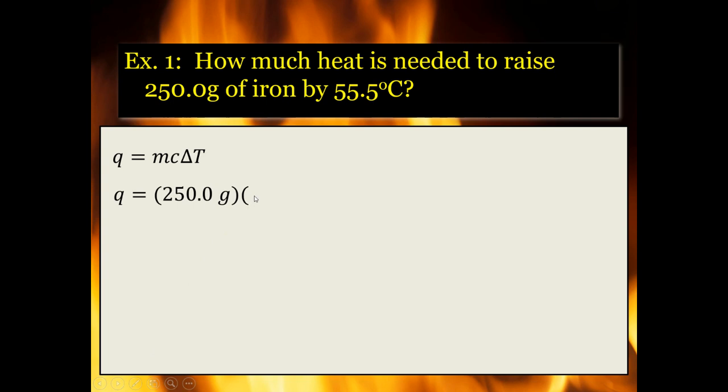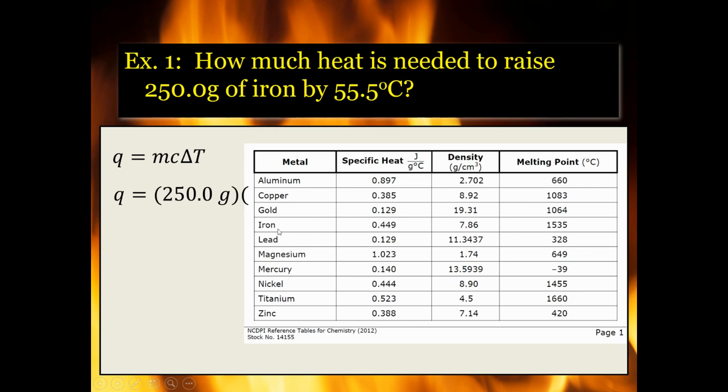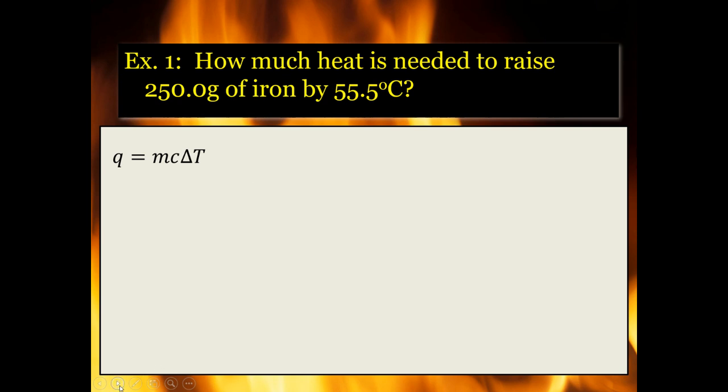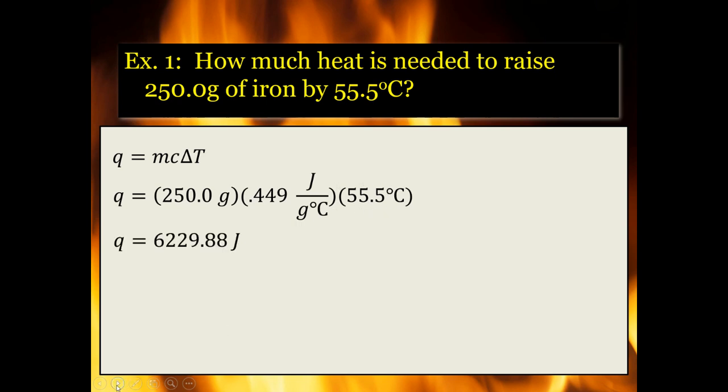The next thing we're going to look at is C, the specific heat. So if we look on our reference table on page 1, we can find iron, and we see that iron has a specific heat of 0.449. So we can plug that in for C. And then finally, our delta T this time, instead of giving us two temperatures that we need to subtract, they went ahead and did the subtraction for us, telling us that it raised the temperature by 55.5 degrees Celsius. So that's going to go in for delta T. Once I plug that into my calculator, I get that that was 6,229 joules of energy.